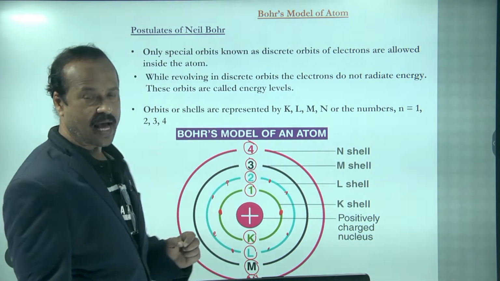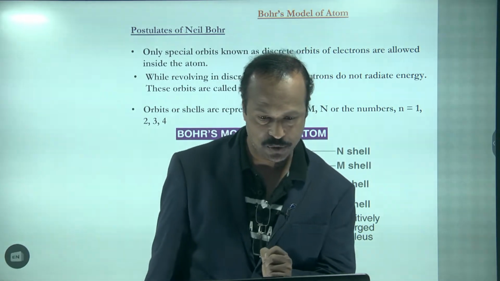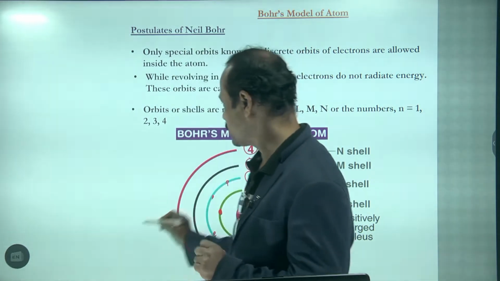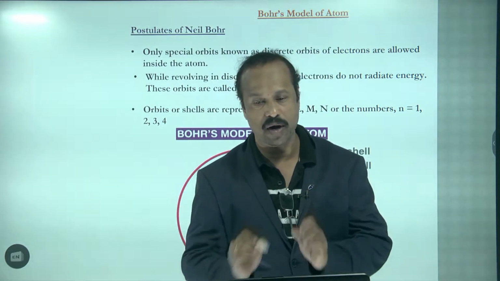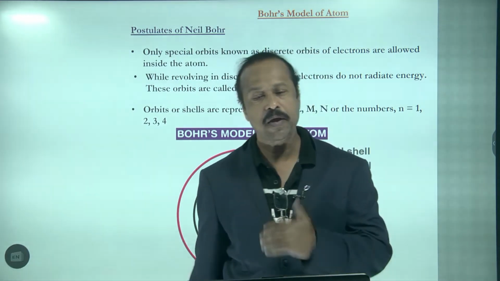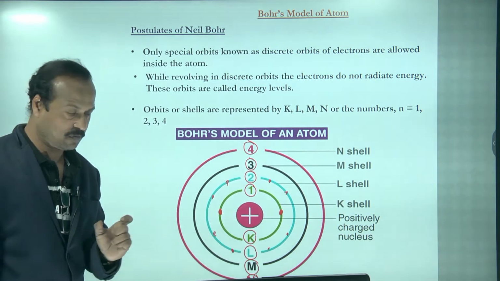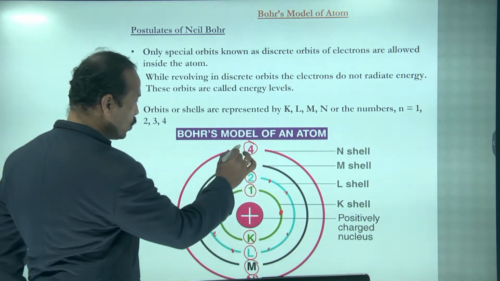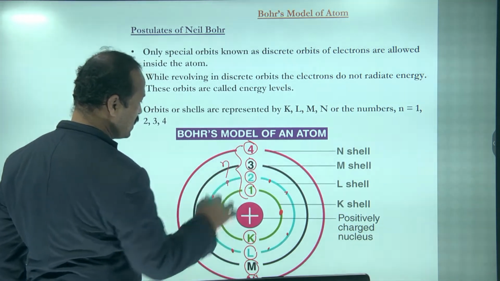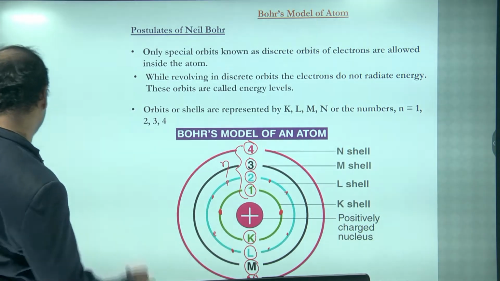So every shell has one particular number given to you, yes or no? This number is denoted by the principal quantum number. There is one quantum number that you study in the higher classes, but we are not going to discuss that now. So let these numbers be denoted by n.